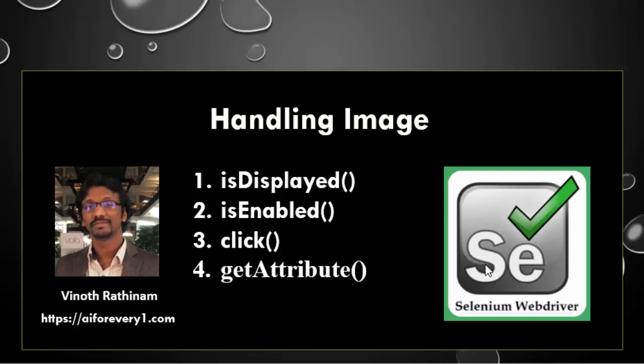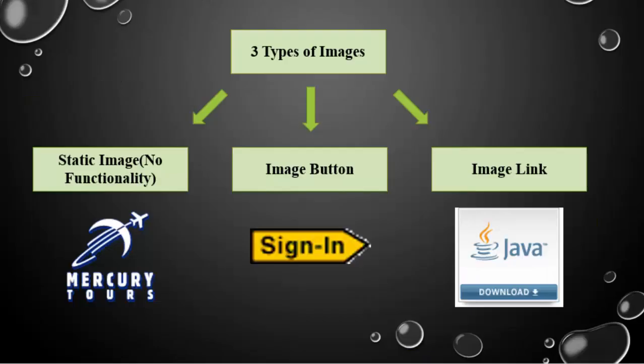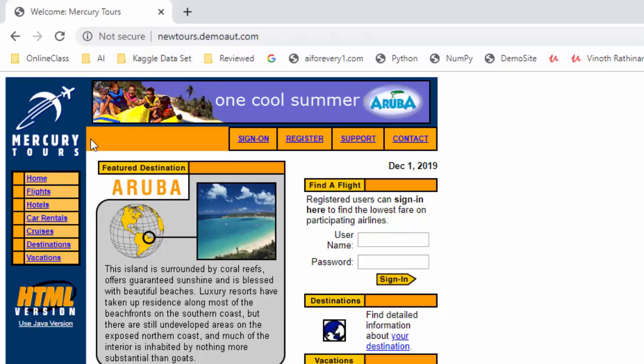In this video, we are going to learn about handling the image. Totally, we have three types of image: static image, image button, and image link. Static image is nothing but an image without any functionality. For example, in the Mercury Tours demo page, this Mercury Tour is an image. If you click on this, it has no functionality. So this is called a static image.